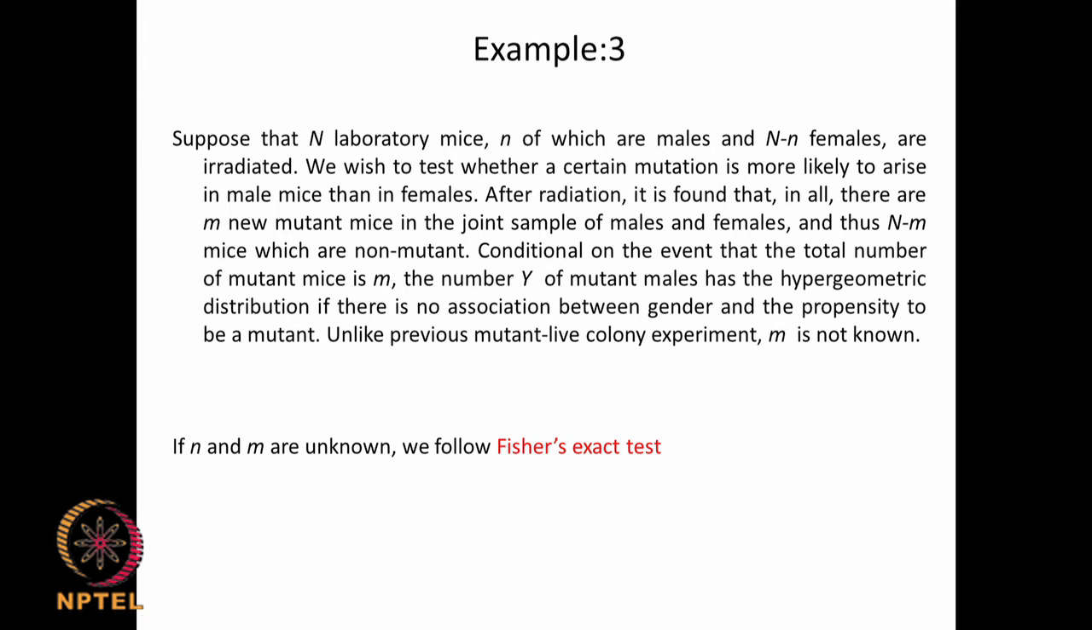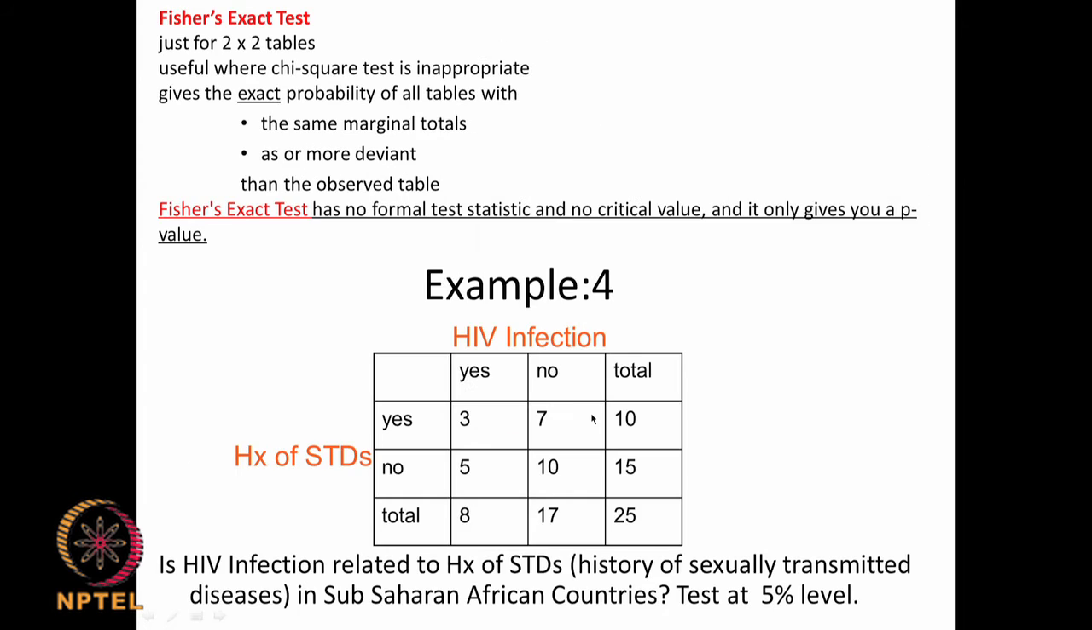So, we can use it in problems where we actually do not know the situations. For example, let us take N laboratory mice, n of them, small n, are male. So, N minus n are females. Now, we do a certain mutation after radiation. So, now there are m new mutant mice. You do not know whether in this m how many males are mutants and how many females are mutants. That is the problem. Then how do we do this actually? So, there is something called Fisher's exact test, which cannot break it down, but it can give you a total probability of this actually.